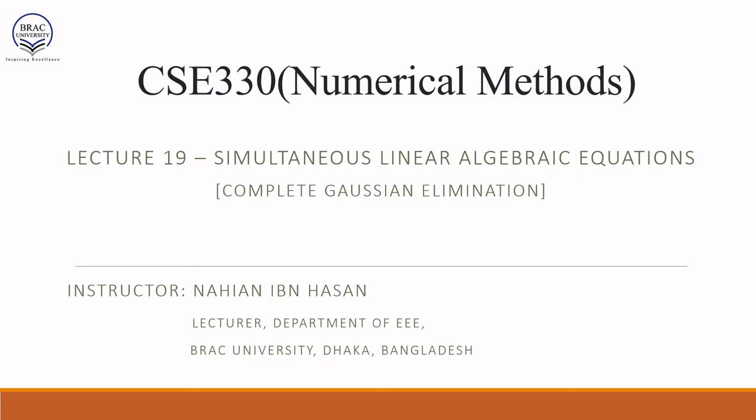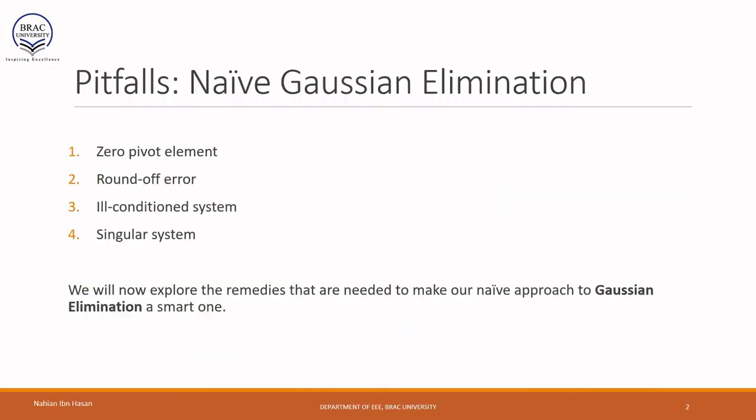So we need to incorporate some important techniques that are going to be used to circumvent those pitfalls. That's the complete Gaussian elimination method, which approaches the problem by incorporating fixes for all of those pitfalls from the naive Gaussian elimination approach. So let's dive into the details of this complete Gaussian elimination method.